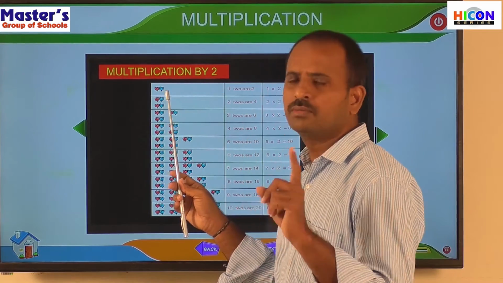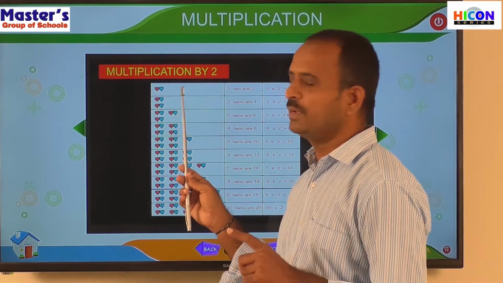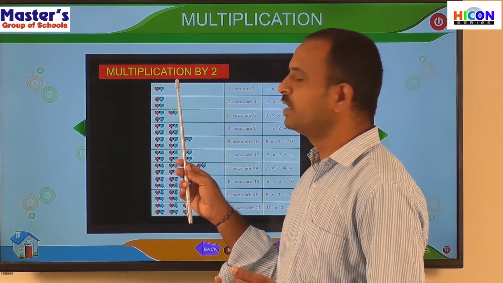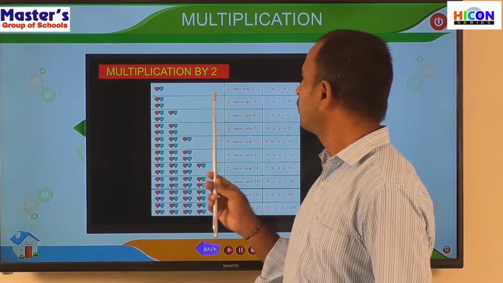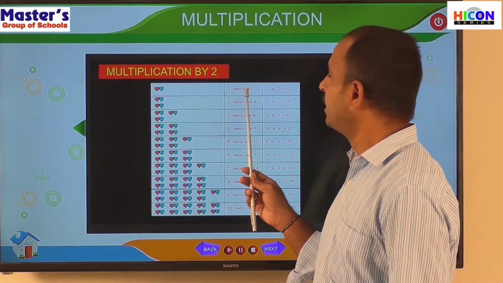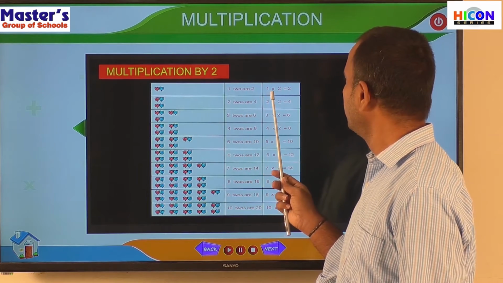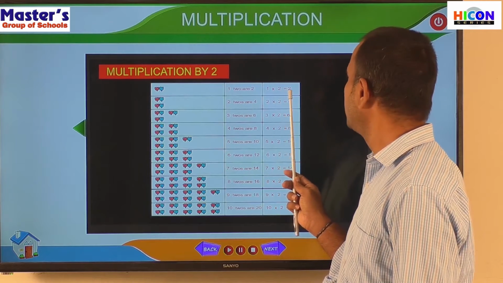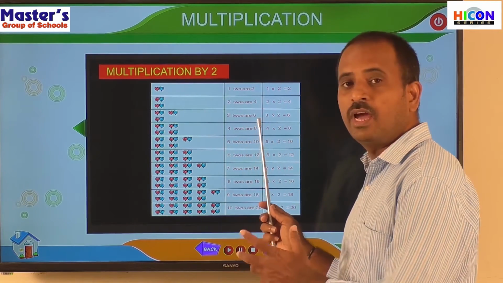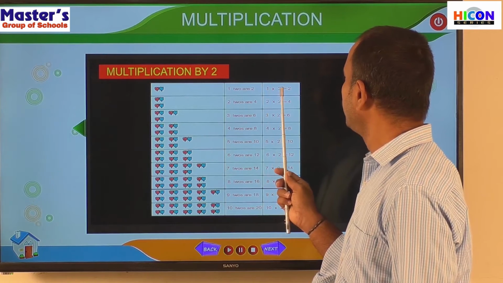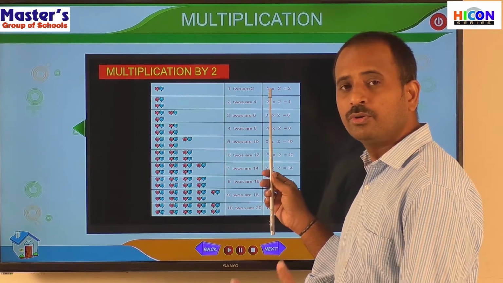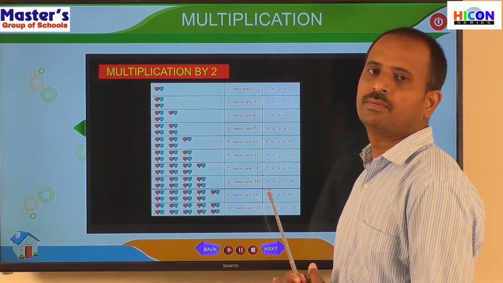There is only one set, and in each set there are only 2 flowers. That means there is only 1 2. So 1 2 is 2. And it can be written in multiplication as 1 into 2 is equal to 2. So children, observe how we have to read it. 1 into 2 is equal to 2. And you can also read it as 1 2 are 2.